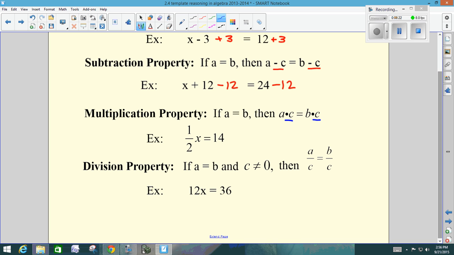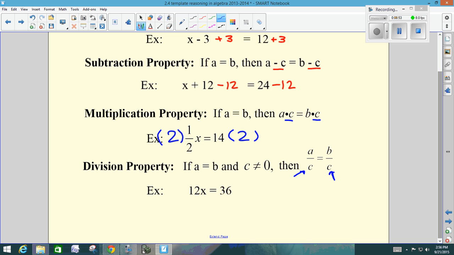1/2 x equals 14. If I want to get rid of the 2, which is in the denominator, it's doing the dividing, so the inverse of division is what? Multiplication. So you're going to multiply both sides by 2. And the multiplication property says you can do that. And then this last one here, division property. If A equals B and C does not equal 0, then A divided by C equals B divided by C. You can divide both sides of an equation by the same value and it's still true.